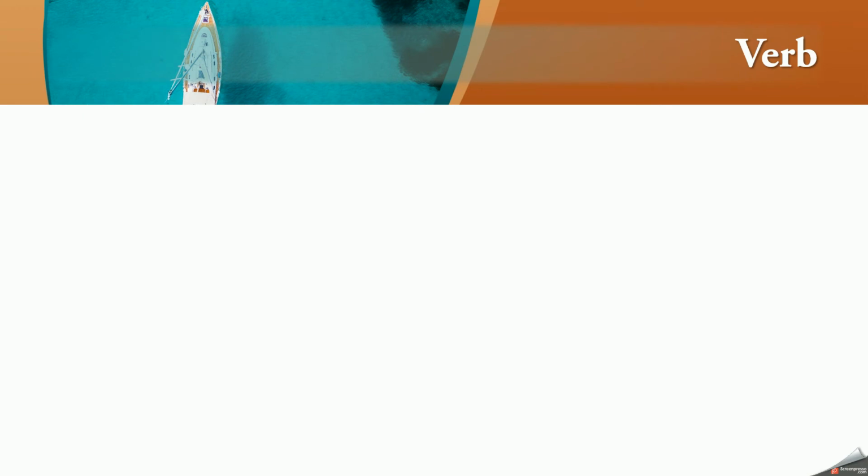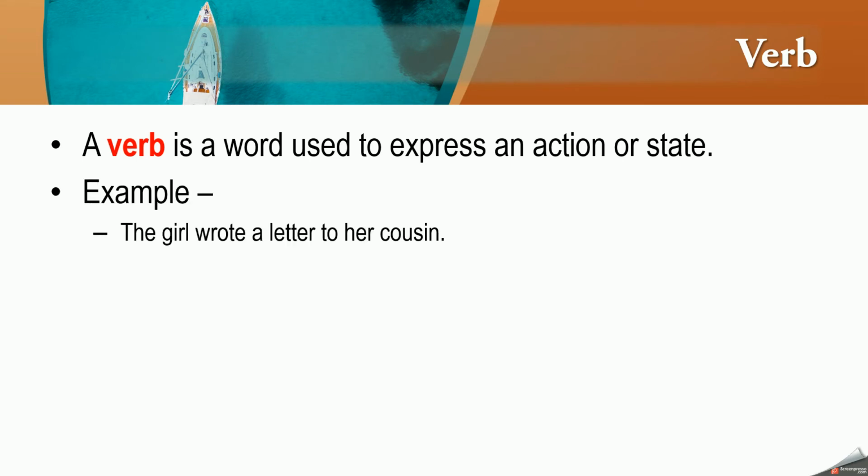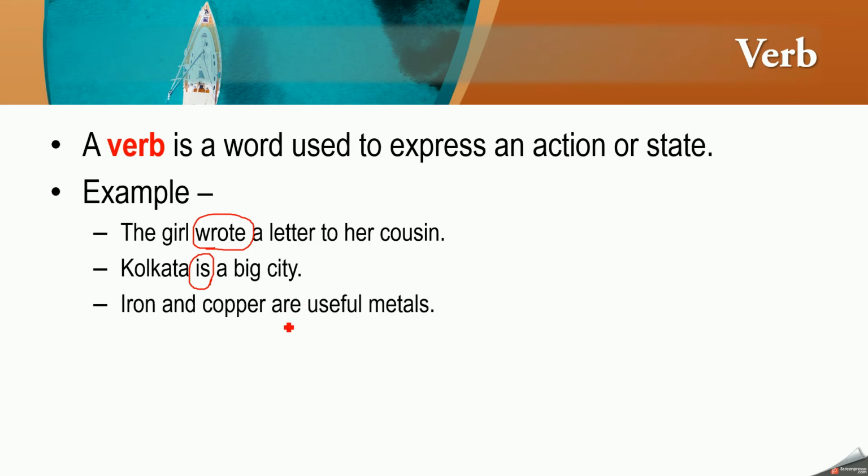Next is verb. Any kind of action word is known as verb. It is used to express an action or state. For example, the girl wrote a letter to her cousin. So wrote is a verb because it denotes an action. It also connects your subject with the predicate. Okay. Kolkata is a big city, so is a verb here, although it comes under another category of verbs known as auxiliary verbs, but this is also a verb. Iron and copper are useful metals, again an auxiliary verb.